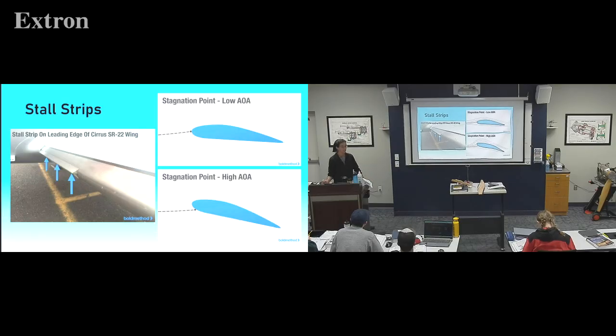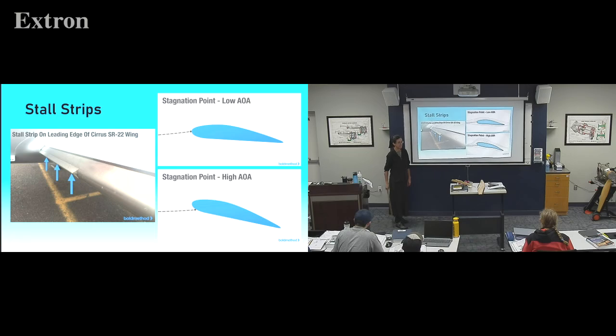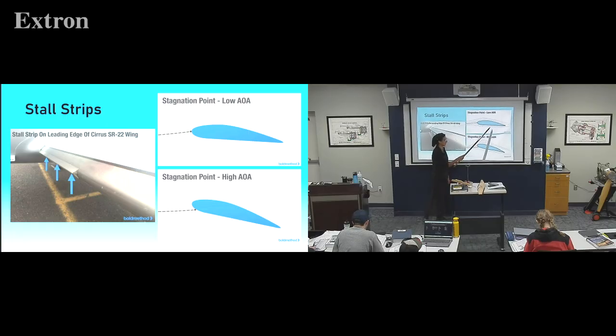Another component is a stall strip. So it's just a triangular piece of metal. And have you seen this on any of our aircraft? Yep. And I'll let you take a look after I'm done with lecture. If you need to get up and walk after lecture, you can go look, see what aircraft has stall strips. But the stagnation point is a point where the air is either going up and around or down and around the wing.